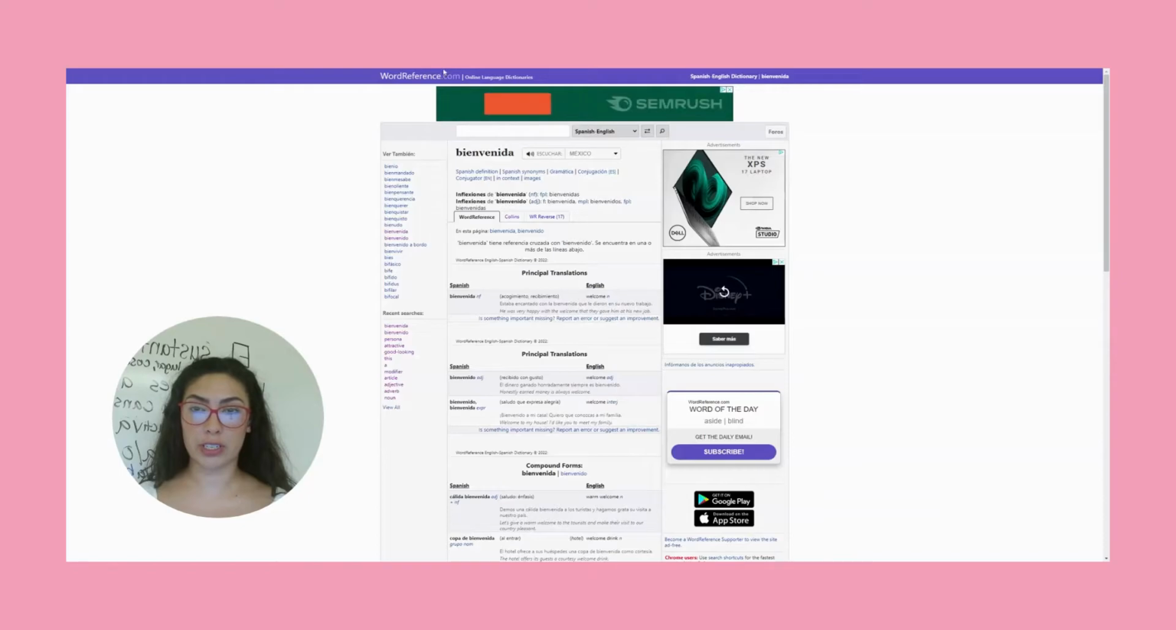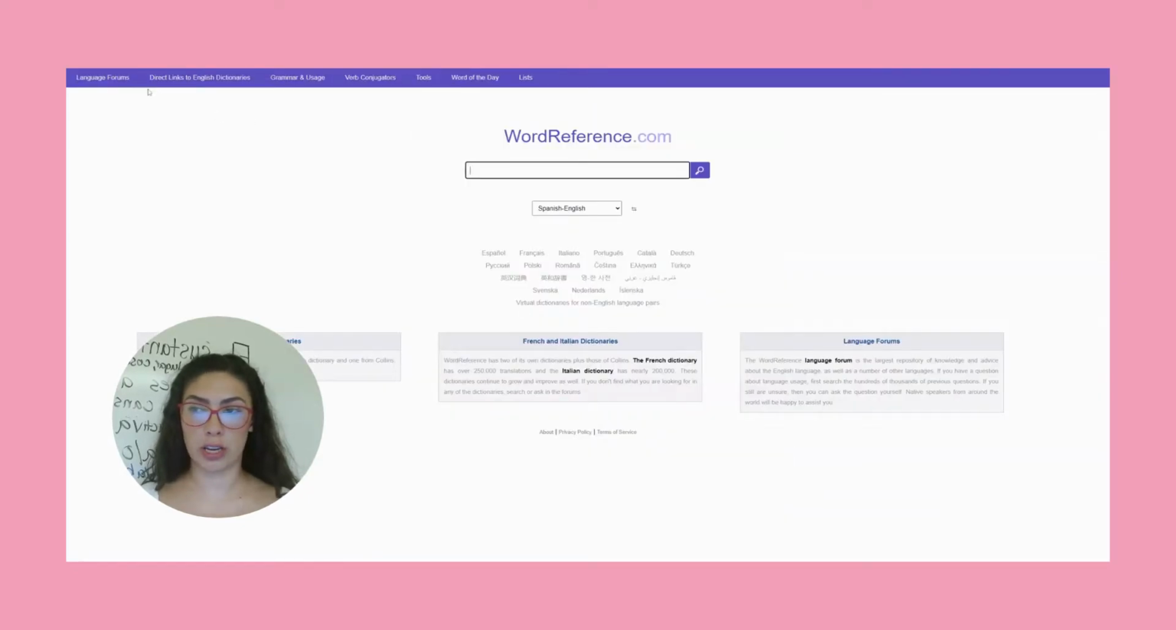Okay, so I want to share with y'all something that's very useful for me. So this is Word Reference. Word Reference is an online dictionary. I suggest using this way more than using Google Translate. So with this Word Reference, there's all kinds of language dictionaries, but for our purposes, we want to use the English to Spanish dictionary, and we can always switch it around.